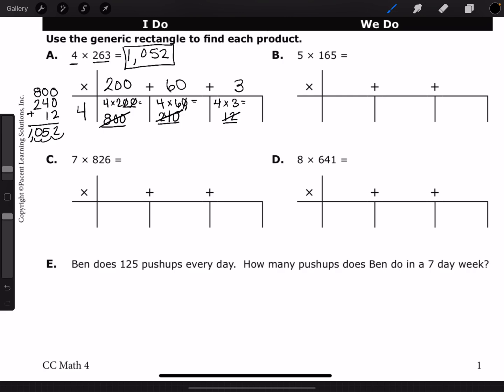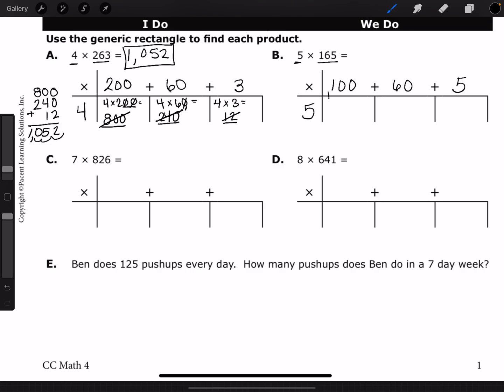where your answer is. So our next question, our B, is a 1-digit by a 3-digit. So the side that has the space for only 1 would have that 1-digit number. Now the side that has 3 spaces will be the expanded form of the 3-digit number. So we have 100 plus 60 plus 5. And now we're going to work each section out.